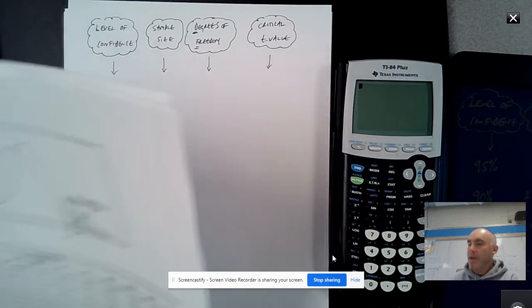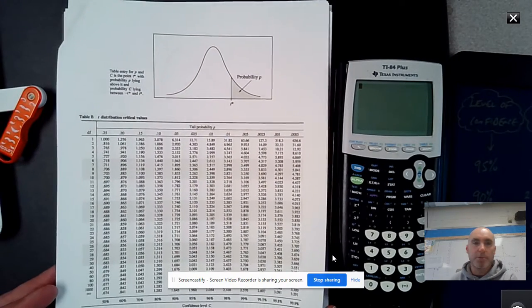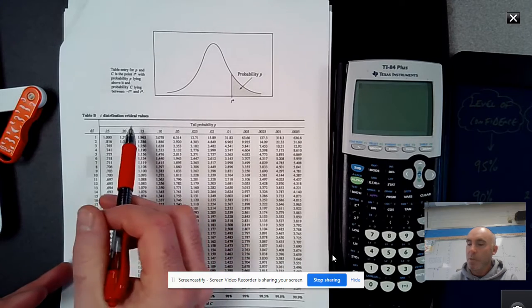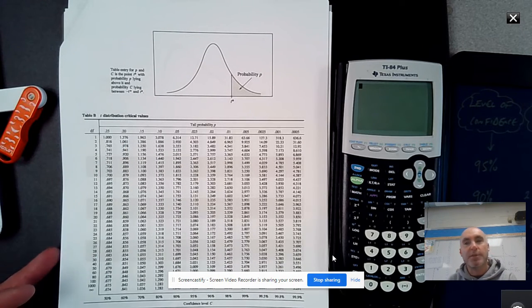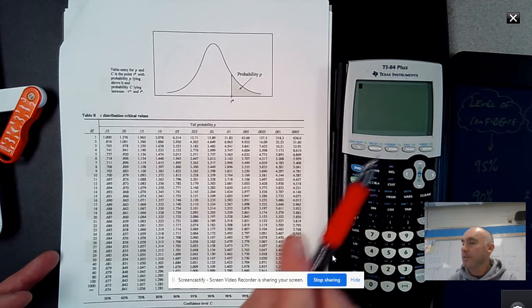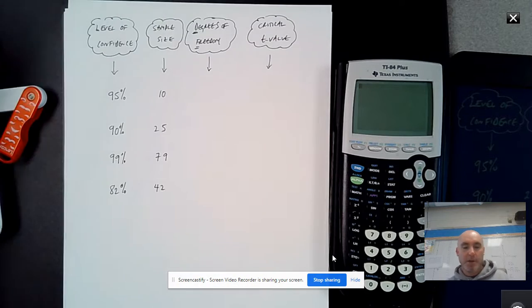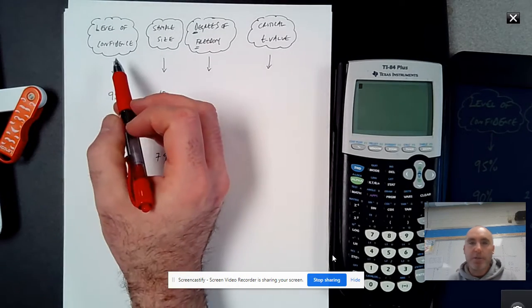So you need to have this table. This is table B, where it gives you the t distribution. In this video, I'm going to show you how to find it out using the tables and also how to find it out using the calculators. All right, so I've got four examples for you. Let's look at the first one.